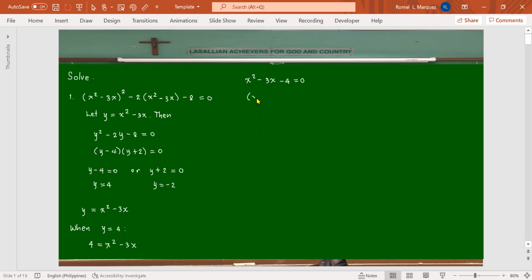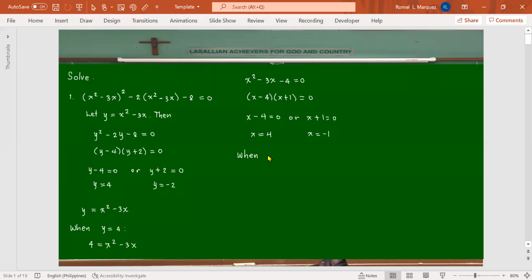Now, I think it is also factorable. x minus 4, x plus 1 is equal to 0. Equate its factors to 0. So we get x equals 4 or x equals negative 1. So in this first value of y, we get two corresponding values of x, the values of x are 4 and negative 1.